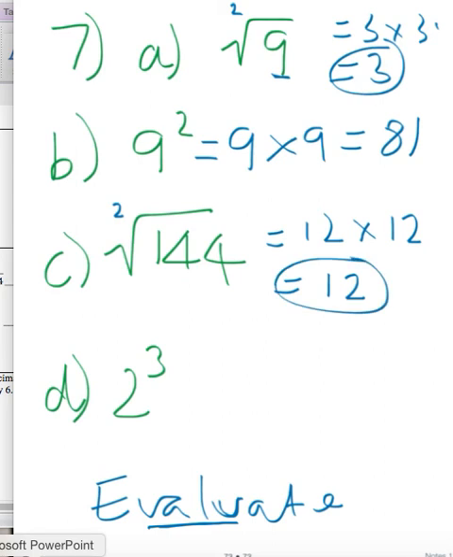And we're done. D, once again, 2 to the power of 3, I'm going to write it out. It's saying 2 times 2 times 2. Not 2 times 3 is 6. Be very careful. And I know how to work this out. 2 times 2 is 4. 4 times 2 is 8. So the answer is 8.